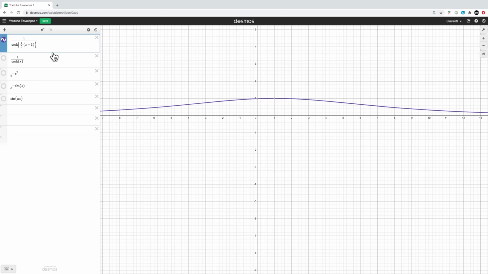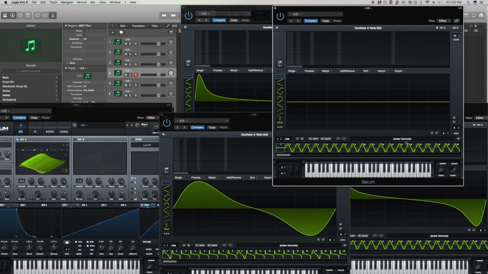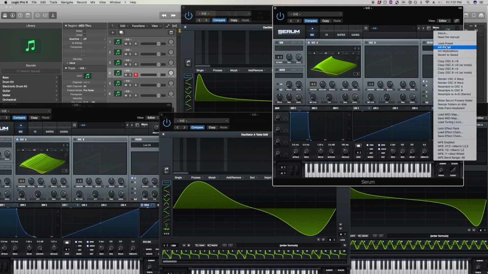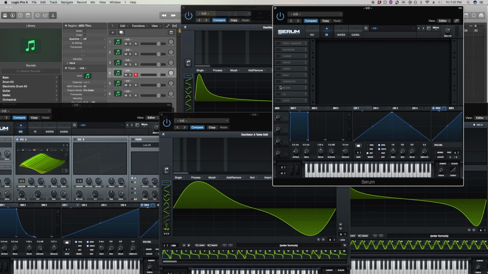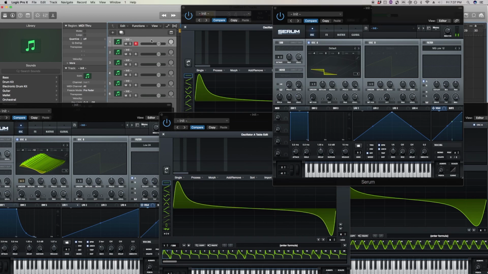Now let's go back to Serum. And now let's type in that equation right in here where it says enter formula. And you could just start from scratch. Why don't I do that? So I'll just init preset. Start from scratch. Let me add some reverb. Oops, wrong one.